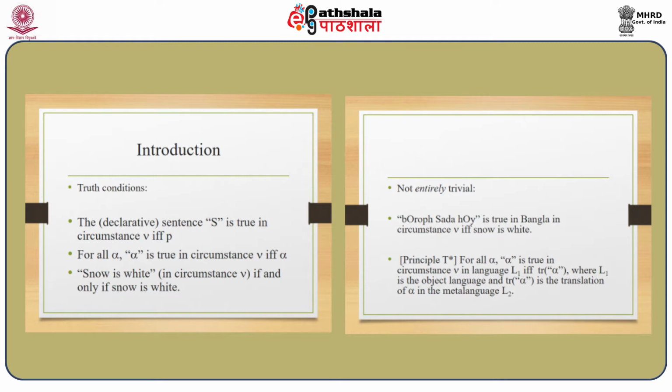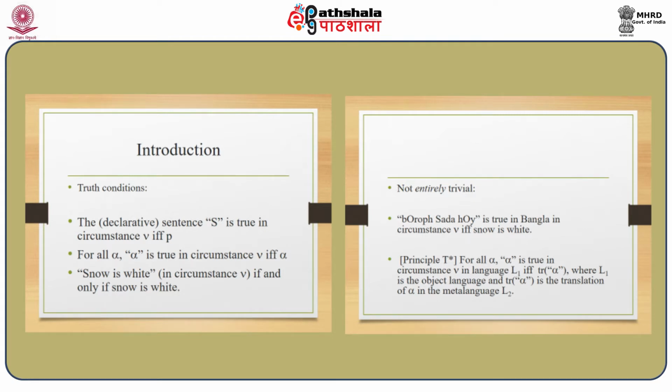Note first that it is possible to construct a semantic theory that directly yields statements of the form 1 in a trivial way by adopting a schema that says something like the following. For all alpha, alpha in quotes is true in circumstance nu if and only if alpha without quotes. This would yield statements of the following form, following Tarski here. 'Snow is white' in quotes is true in circumstance nu if and only if snow is white.